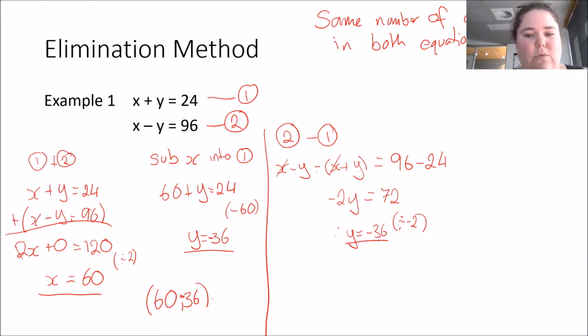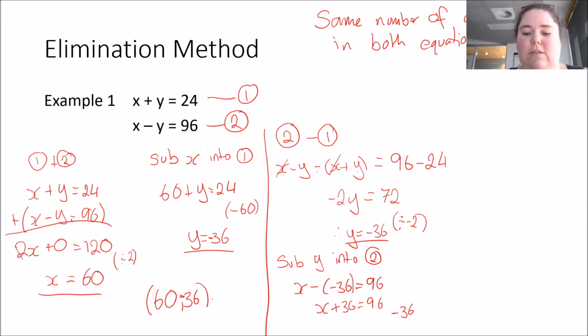And as with the other one, you then have to sub that value back into one of your equations. We're going to sub into equation 2. Why not? So x minus negative 36 equals 96. X plus 36 equals 96, because remember, a negative and a negative makes a plus. Take 36 from both sides. X equals 60. So we get to the same answer doing it either way. You just have to be confident with which one you want to do.